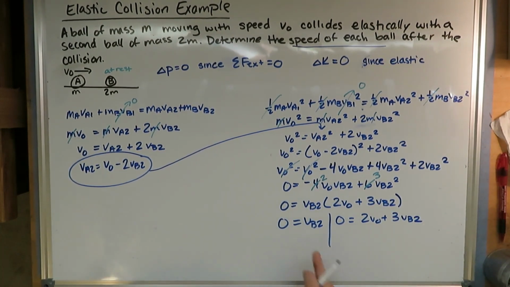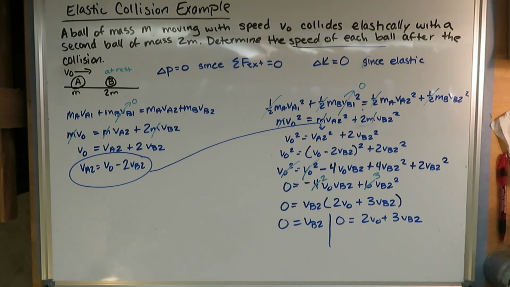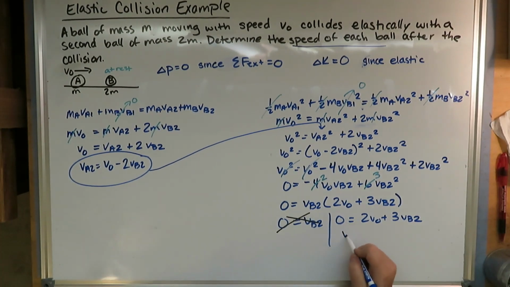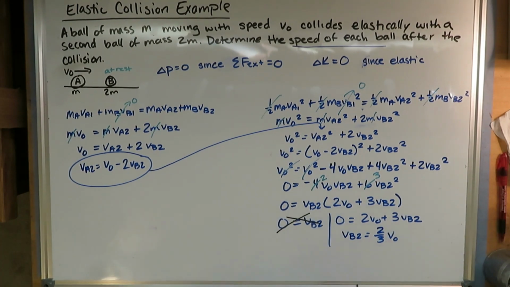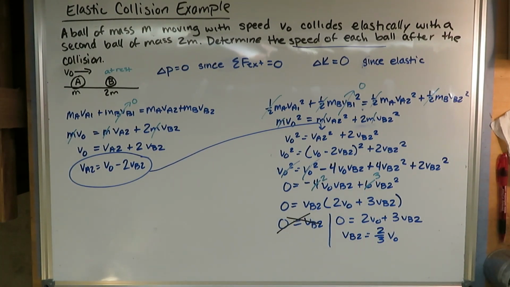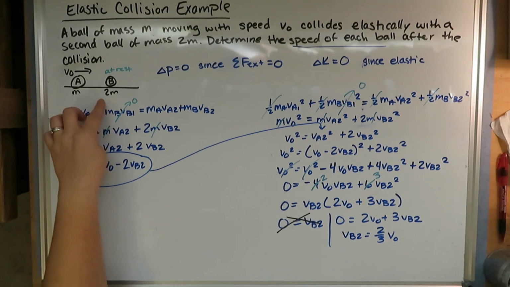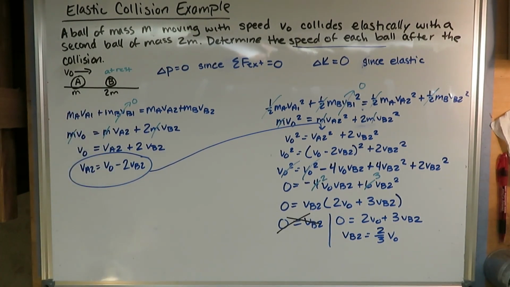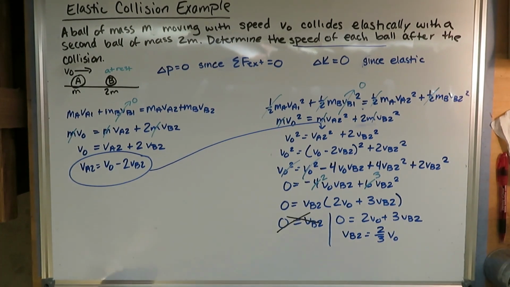So this VB2 being 0, still at rest, doesn't make sense. So that is not going to be our solution. If I solve the other factor, I get VB2 is equal to 2/3 of V0. And that actually kind of makes sense. Because it's twice the mass, it's going to gain quite a bit of the momentum, whereas object A is going to lose a little bit less. So kind of fun on that one.